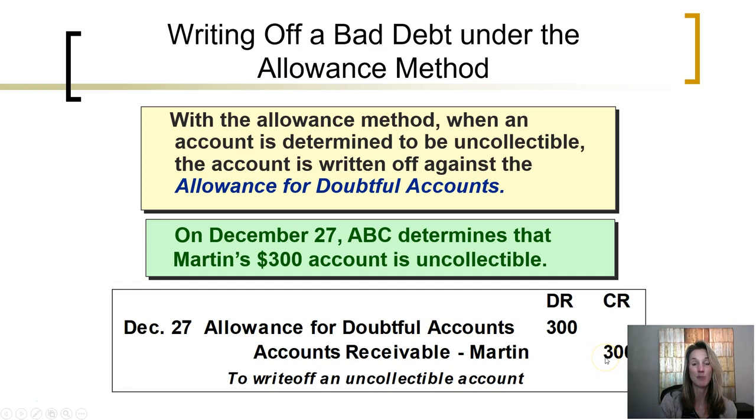that account to take Martin's account out of accounts receivable, and we will debit the allowance for doubtful accounts, decreasing the account by the amount of the bad debt that is no longer in our accounts receivable. This journal entry decreases the allowance account and decreases accounts receivable.